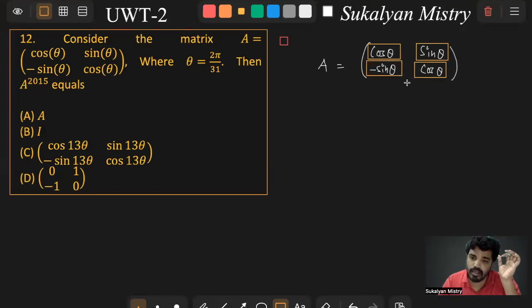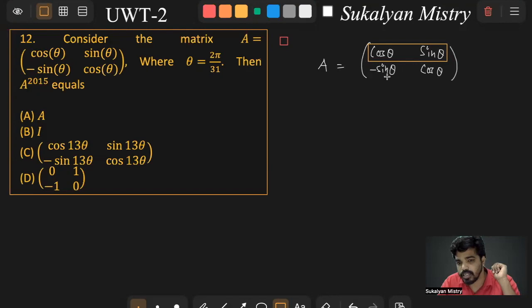Okay? Did you understand the technical point? What we did: just square and add the first row, cos square theta plus sin square theta, that is 1. Then the second row, square and add, that is minus sin square theta, sin square theta plus cos square theta is 1. So that means here A is an orthogonal matrix.